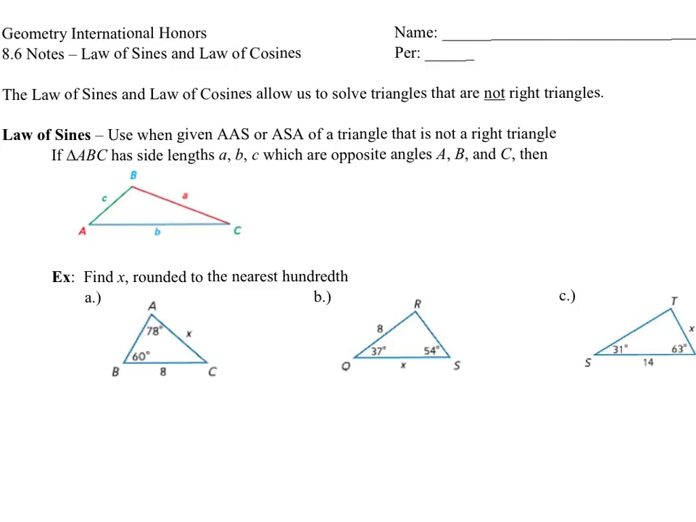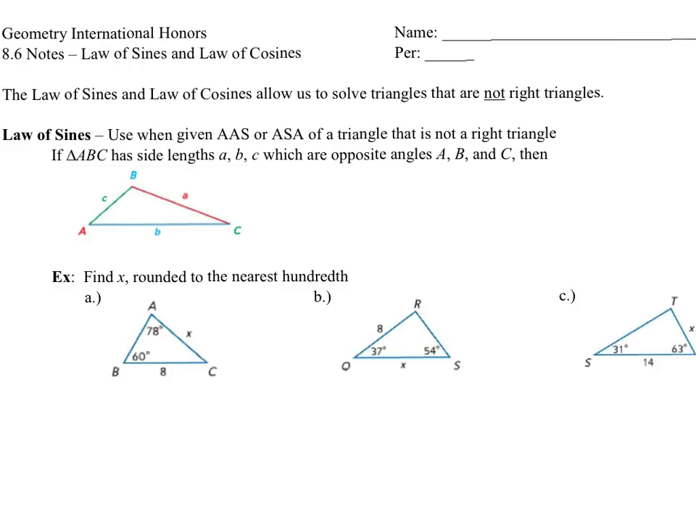Hello, geometry students. In this video, we're going to take a look at our 8.6 notes where we're going to learn a couple of laws of trigonometry that will allow us to solve for missing parts of triangles that are not right triangles. So far, the trigonometry that we have been studying is called right triangle trigonometry, but today we'll be looking at triangles like, for example, this letter A, where we're asked to find x, which is the side of a triangle that is not a right triangle.